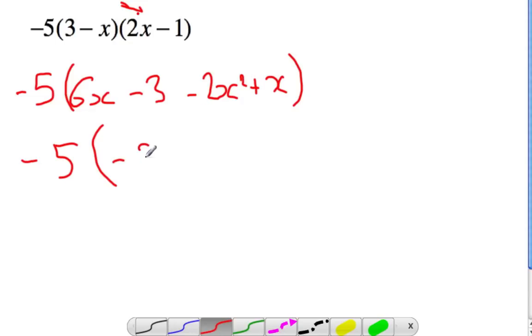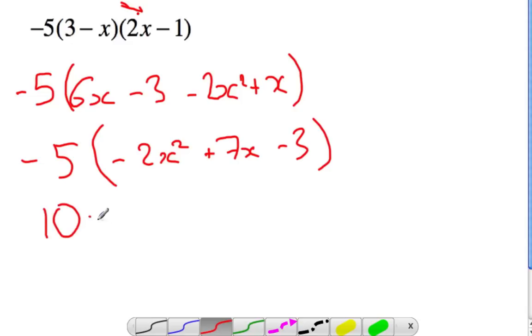So we have negative 2x squared plus 7x, from the 6 and the 1 minus 3. And we typically always write it in descending power, so it's x squared, x, and then nothing afterwards. And finally, just multiply the negative 5 in. So positive 10x squared, and then take away 35x, and then add 15.